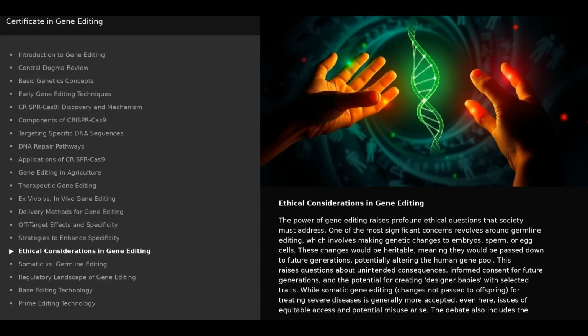The debate also includes the ethical implications of editing non-human organisms, such as creating gene drives that could alter entire populations. Open dialogue, robust regulatory frameworks, and public engagement are essential for navigating these complex ethical landscapes. Balancing scientific progress with societal values is a critical challenge. Responsible innovation requires careful consideration of all potential impacts.